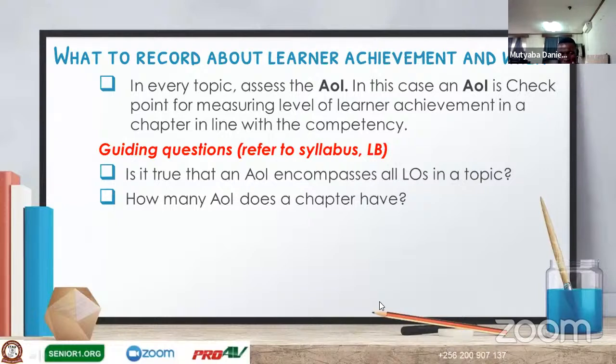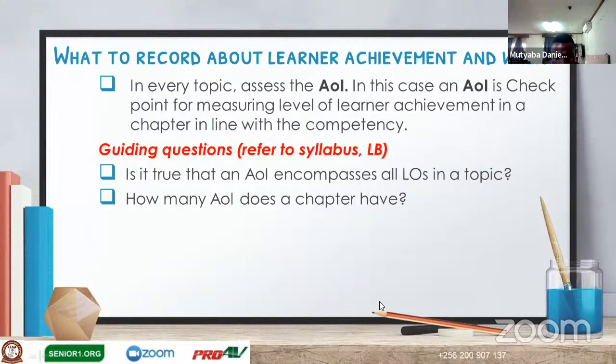I believe you have got it. That's what Mr. Mukale was explaining: for topics that are too large, you can break them up and give more than one, two or three activities of integration to cover all the learning outcomes at the end of the topic. So it is not true that an activity of integration must have all learning outcomes in the topic. You can have some learning outcomes, but at the end of the day you will have a summative of all of them. Then how many activities of integration does a chapter have?